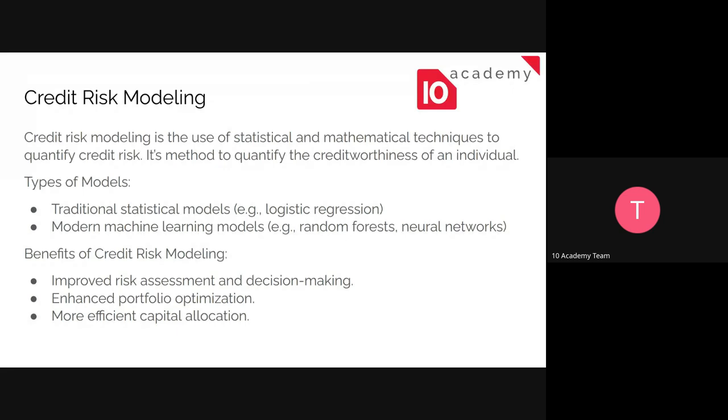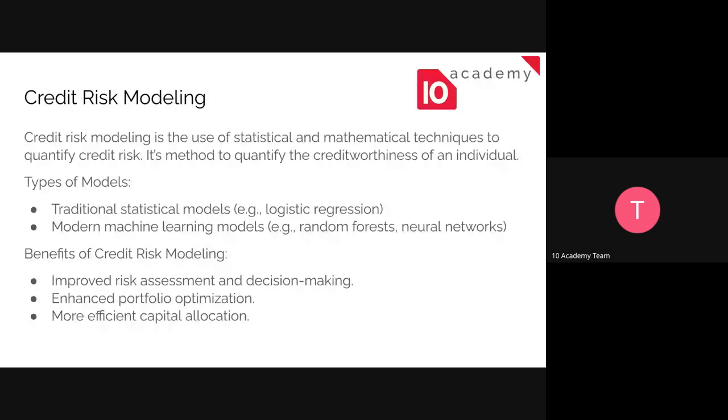So if you are done with the credit risk analysis, you come to credit risk modeling, which is more statistical and mathematical, quantifying credit risk, whether a person will pay back or not. Basically, we have two types: traditional models like regression, and more modern models like random forest, support vector machines and neural networks.